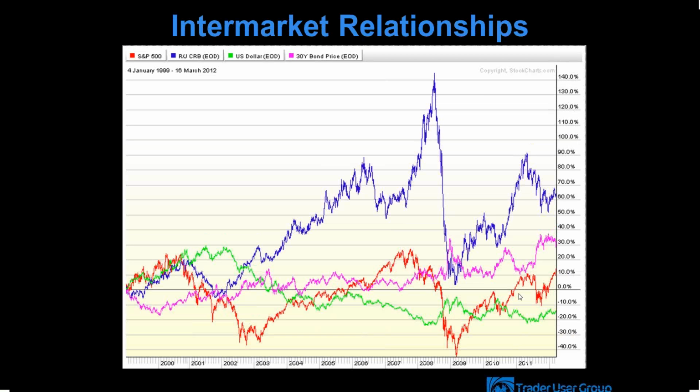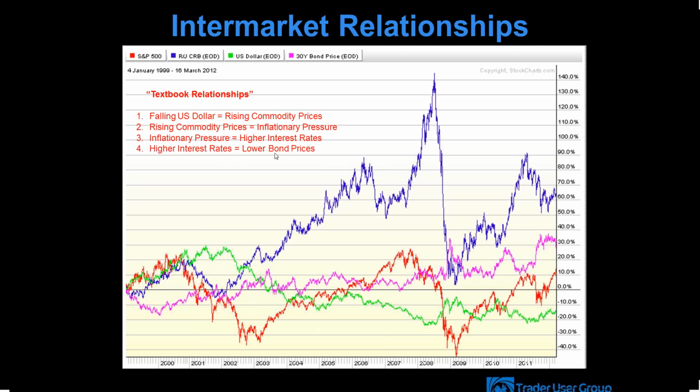The other thing here is the textbook example of relationships. A falling dollar equals rising commodity prices. You can see right here the S&P's in red, commodities is in blue, the U.S. dollar's in green, 30-year bond prices in pink. But a falling U.S. dollar equals rising commodity prices. Generally, rising commodity prices add inflation. Inflation then makes interest rates higher. Higher interest rates add to lower bond prices. Lower bond prices generally drive stocks lower. So that's kind of a cycle that we go through.